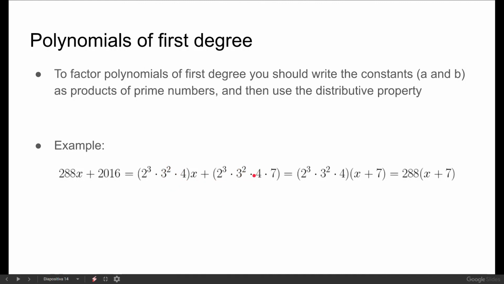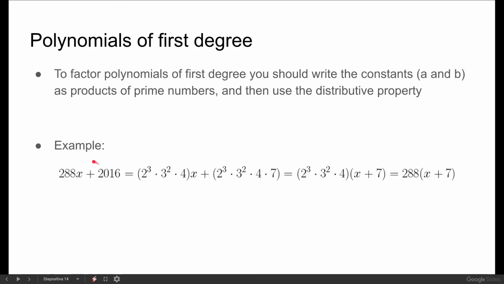Using the distributive property, we can take them out of the equation and make them multiply x plus 7. And that's exactly what we did. We take these that were the common terms between these two terms and made them multiply x plus 7. Now, we only have to write this expression as a regular number. So we already saw that this is 288 times x plus 7. And we've finished factoring this polynomial.